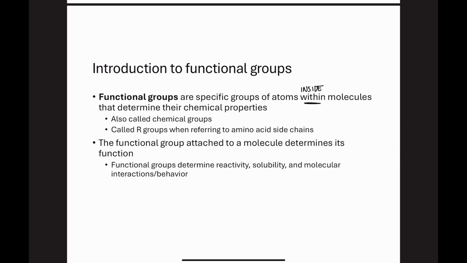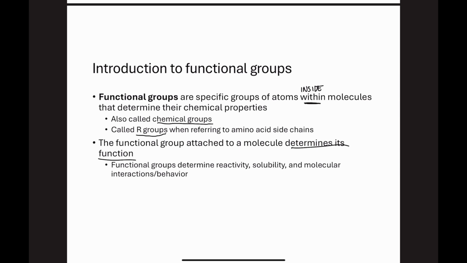So functional groups are specific groups of atoms that are inside of molecules that determine their chemical properties. And functional groups can also be called chemical groups, and when we're referring to amino acid side chains, they can be called R groups. And the functional group that is attached to a molecule is going to determine its function. The functional group is going to tell that molecule how reactive, how soluble, and the kinds of interactions and behavior that it's going to have.